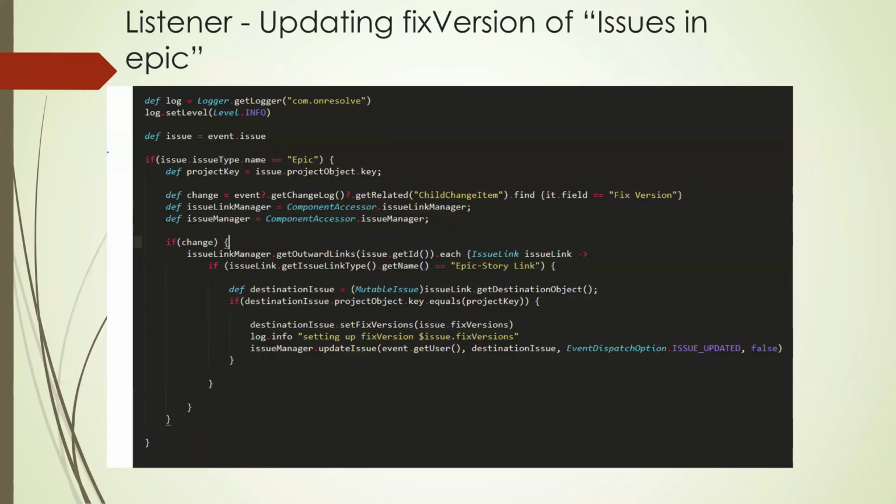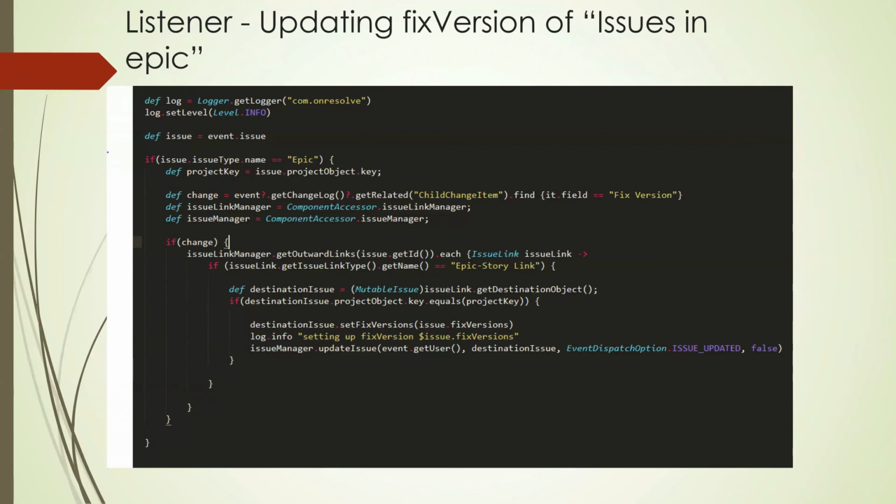So again, this is another real life scenario wherein the requirement was, if somebody changes the fixed version of the epic, then all the child stories should have the updated version. So I have this code in my script listener, and I am listening for the issue update event. So whenever there's an issue update event, this code executes. It checks, okay, is the issue type epic? Yes. What changed in the issue? Is the change's field equal to fixed version? Yes, fixed version changed. Then I move ahead.